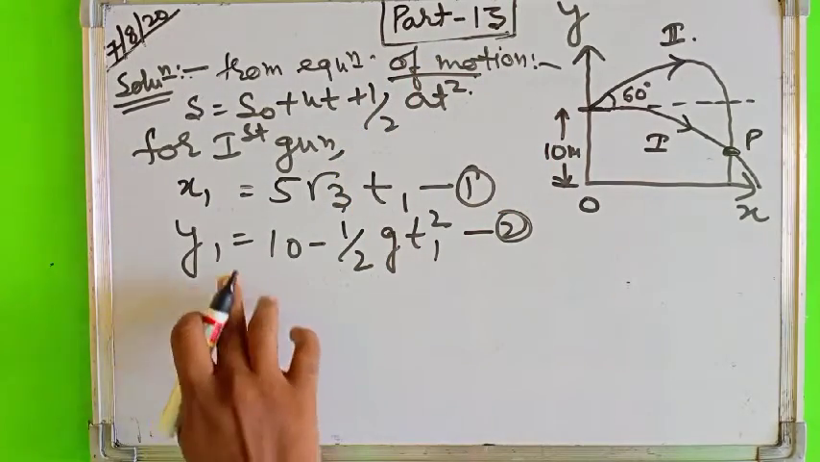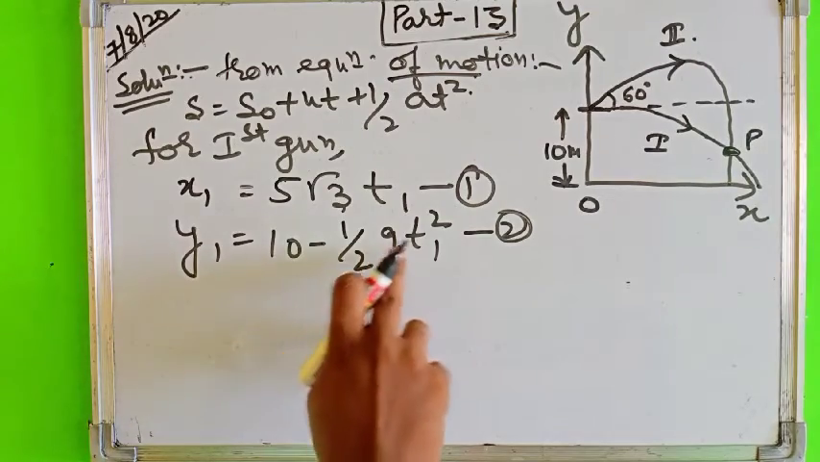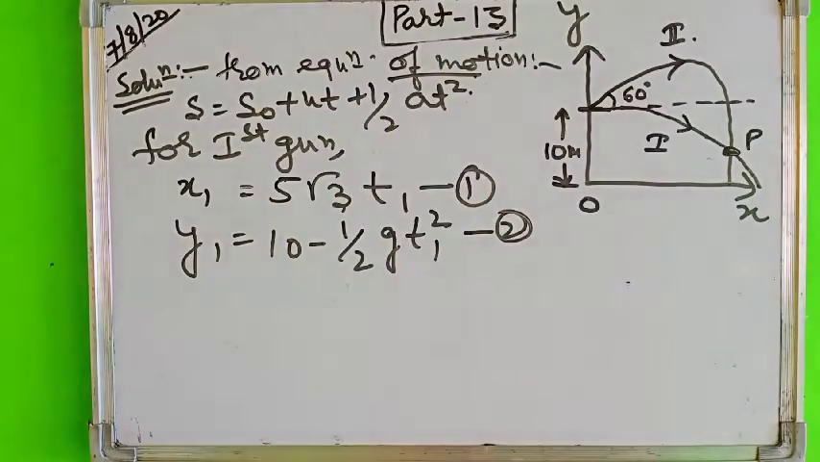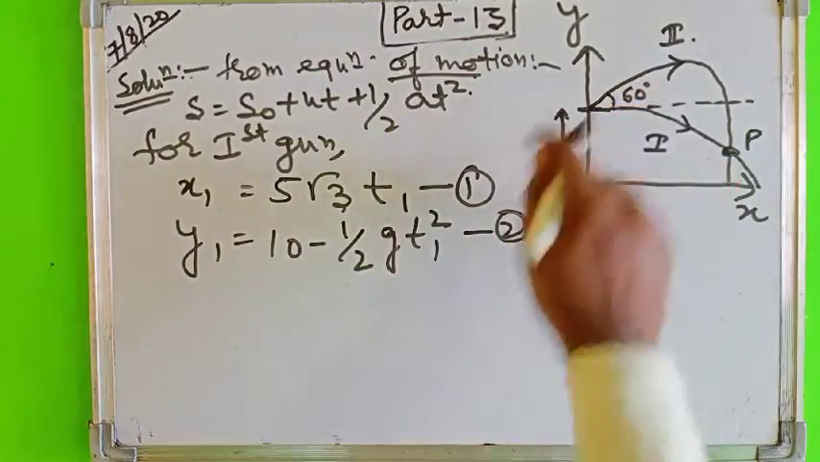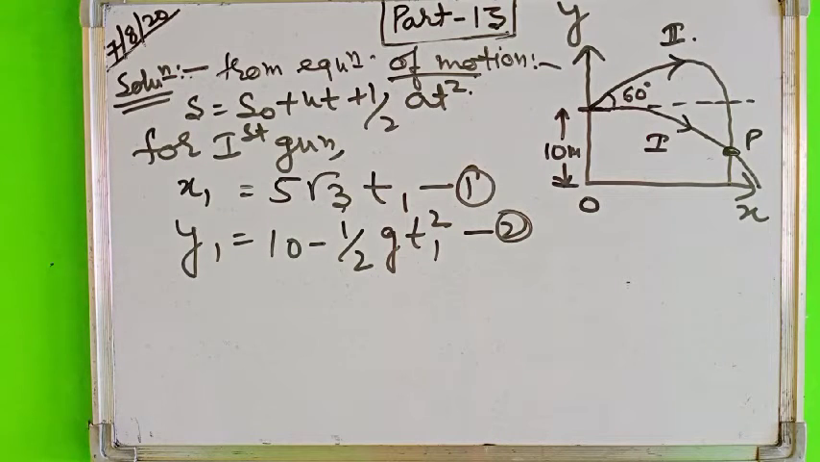For the vertical position, y1 is 10 minus half g t1 square, since acceleration due to gravity is opposite to the velocity, so minus half g t1 square. This is equation number 2.